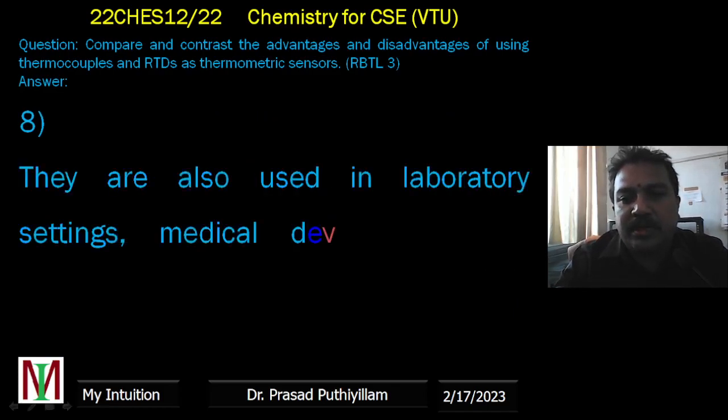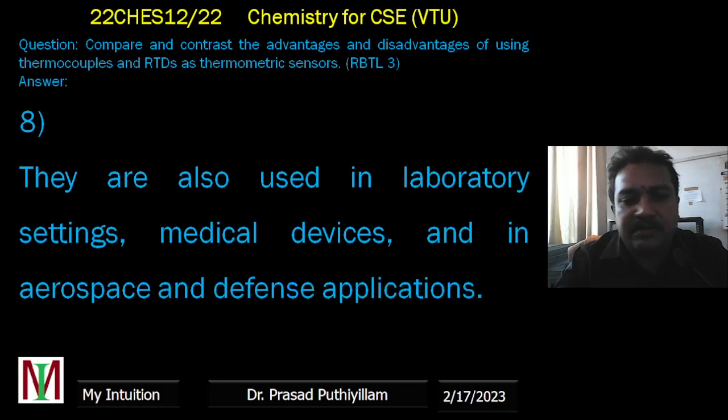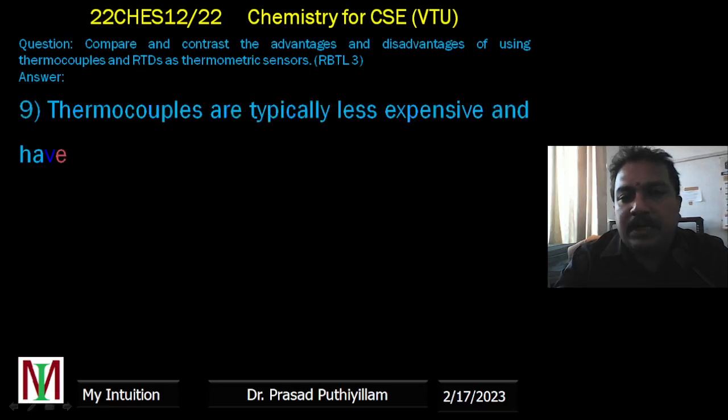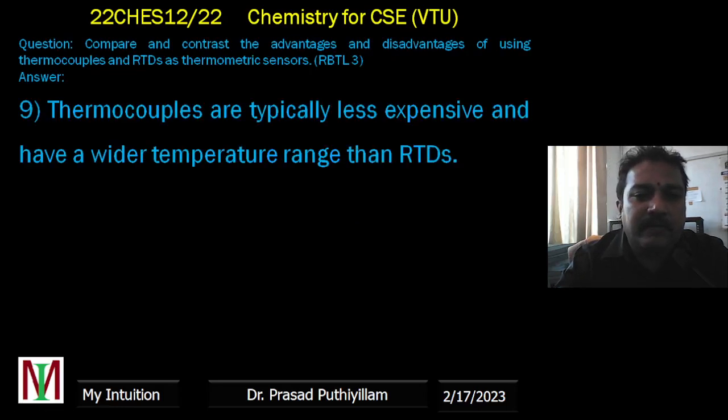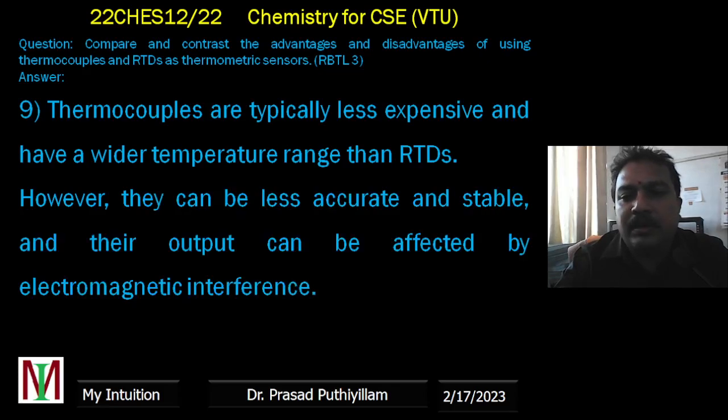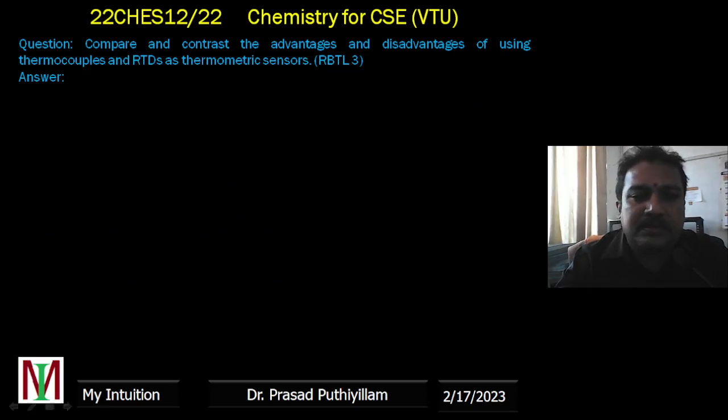They are also used in laboratory settings, medical devices, and in aerospace and defense applications. Thermocouples are typically less expensive and have a wider temperature range than RTDs. However, they can be less accurate and stable, and their output can be affected by electromagnetic interference.